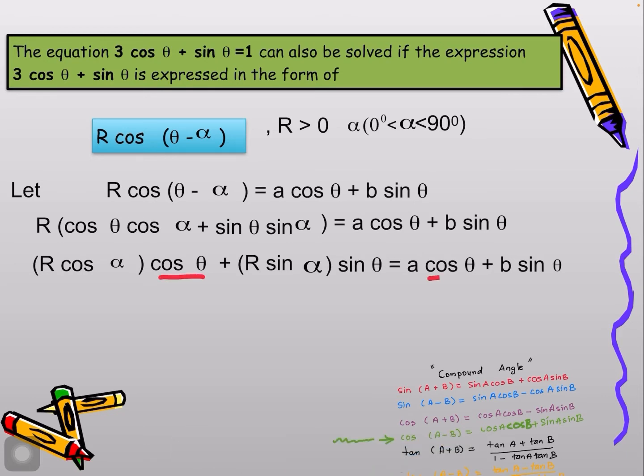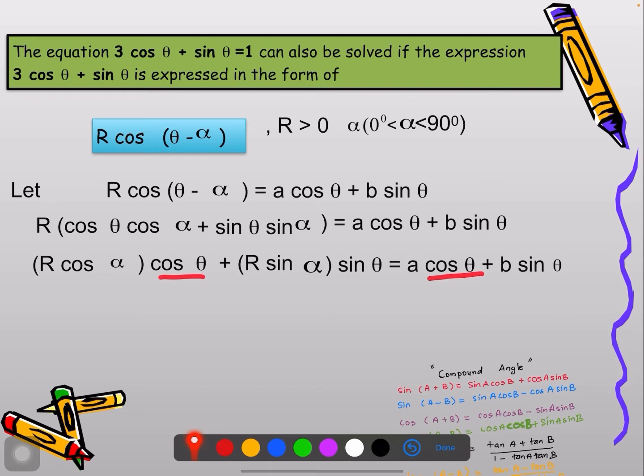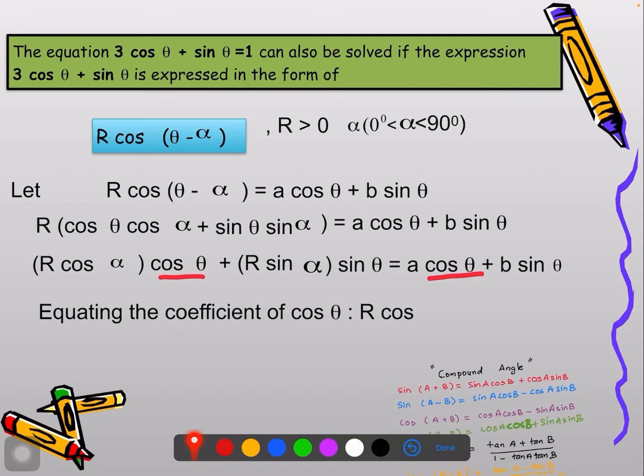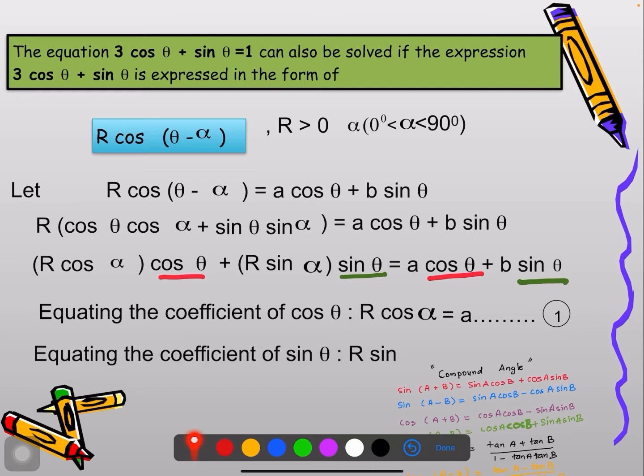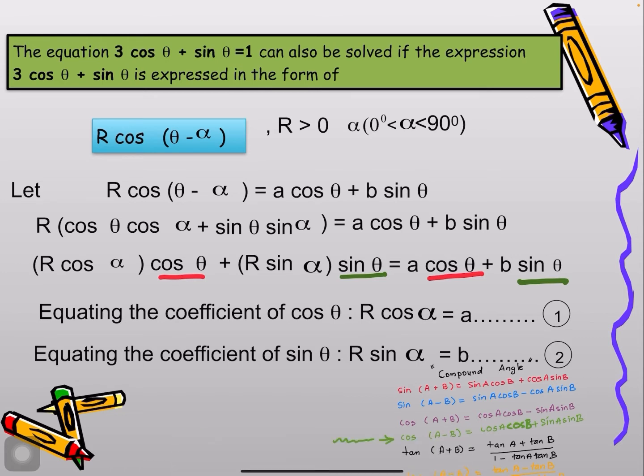Now we equate the coefficient of cos theta on both sides. On the left-hand side we have r cos alpha and on the right-hand side a, and this becomes the first equation. Then we equate the coefficient of sin theta on both sides. The left-hand side gives r sin alpha equals b, and this becomes the second equation.